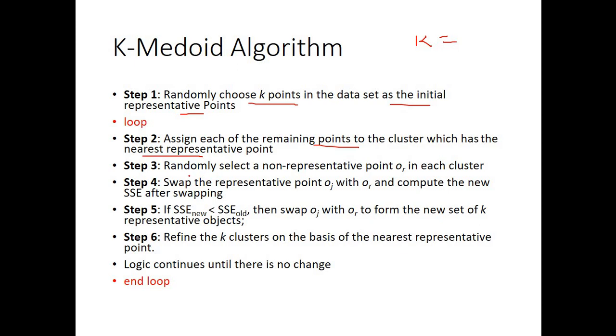And randomly select a non-representative point in each cluster, swap the representative point with this newly identified point and compute the new SSE value. And if the SSE value with the new representative point is lesser than the SSE value with the old representative point, then this newly identified point will become the replacement for the old representative point. And this process is repeated until there is no change in the clusters.